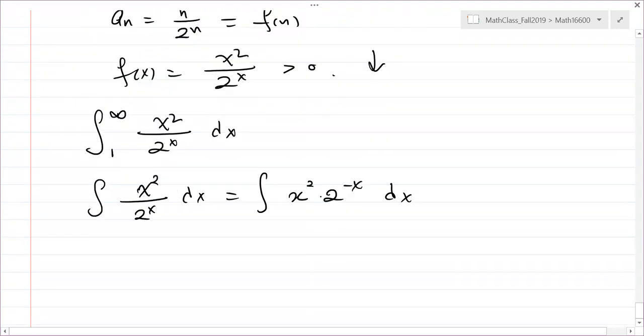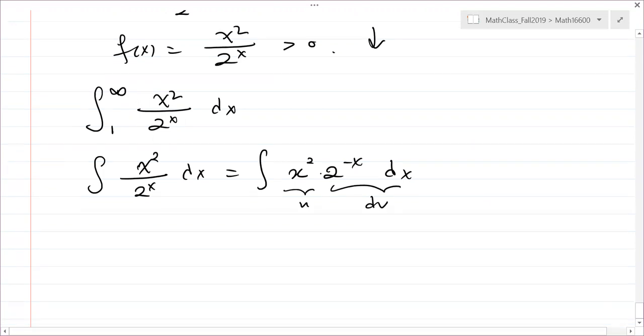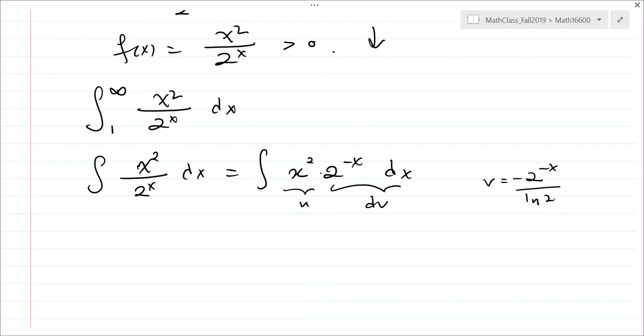Okay, you want to get rid of x squared one by one. How to get rid of x squared? That's a dv, that's a u. Switch the order, right? So my v is going to be 2 to the negative x. When I differentiate, what do I get? It's going to be negative natural log of 2, I think. Yeah, when you differentiate, this gives you the answer.